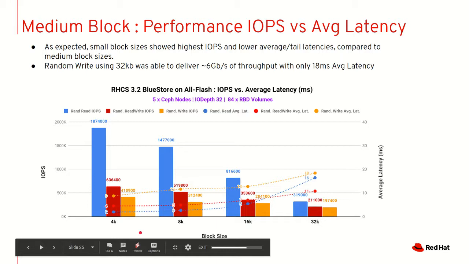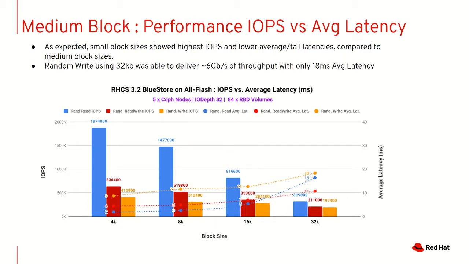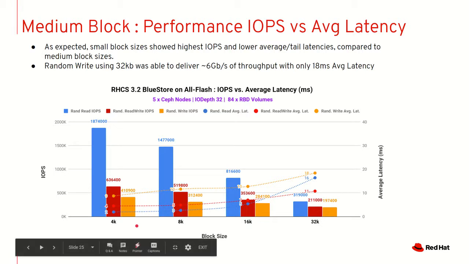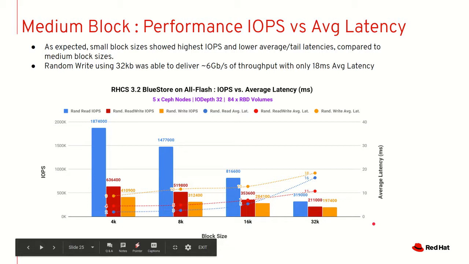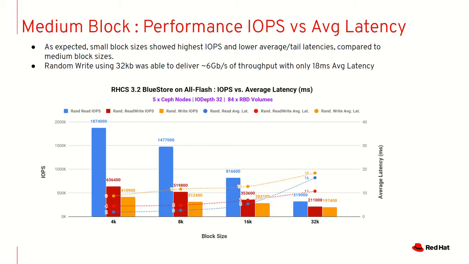On this slide, we have medium block size results. On the graph, we are comparing IOPS and average latency with different block sizes, 8K, 16K, and 32K. As expected, small block sizes showed highest IOPS and lower average and tail latencies compared to medium block sizes. Speaking about throughput, with a random write pattern using 32 kilobytes, the Ceph cluster was able to deliver 6 gigabytes of throughput with only 80 milliseconds of average latency, which is quite impressive.